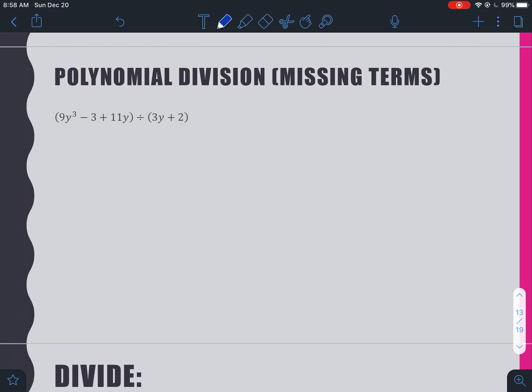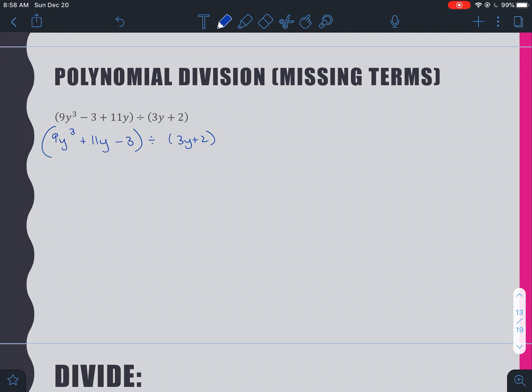All right. Now, long division with polynomials, we need to be careful because we need every term. Meaning if it's missing a term, we need to add it. So in this first example, 9y to the third minus 3 plus 11y. Well, if I rewrote that in descending order, so 9y to the third plus 11y minus 3, and then divided by 3y plus 2, okay.